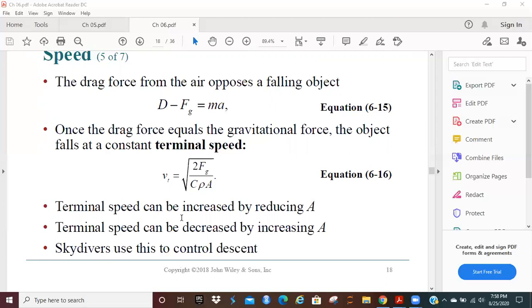One of the things that they do here to control their descent is to increase the amount of area that they have as they fall. So if you want to increase how quickly you're falling, you just point your head towards the Earth. If you want to slow down, you have your entire body falling perpendicular to the Earth.